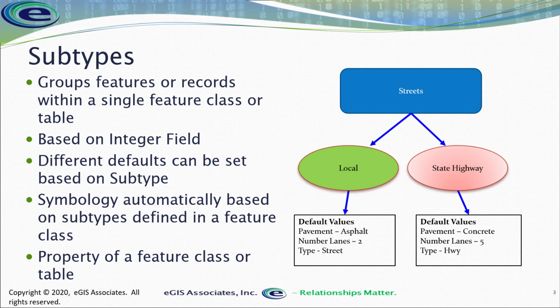Same thing with the number of lanes. A local road, a city road, might only be typically 2 lanes, whereas a state highway may be 5 lanes, right? So again, assigning those. So that gives you one example of why I might want to do that.